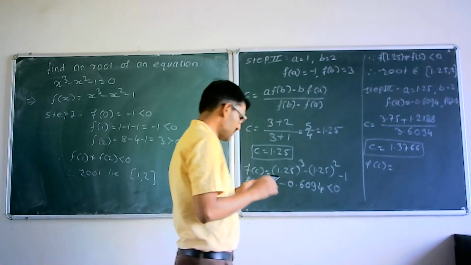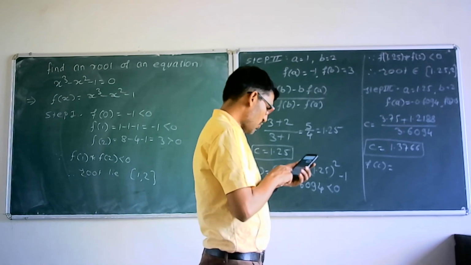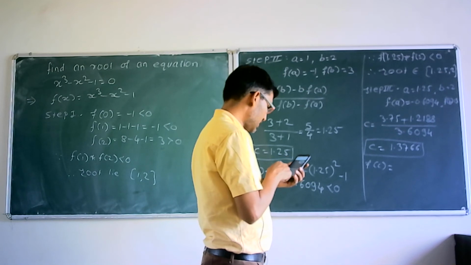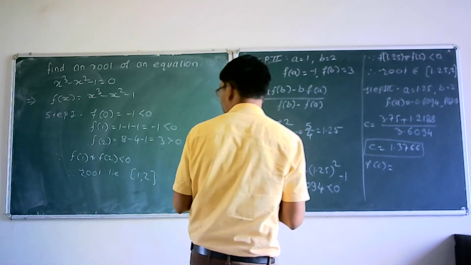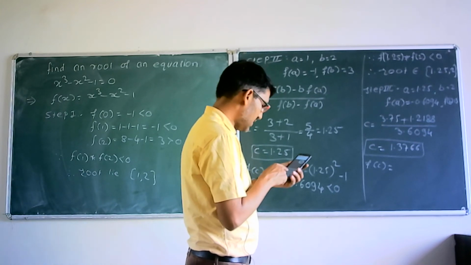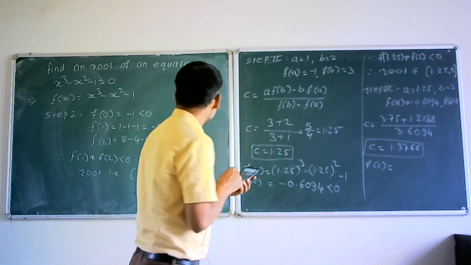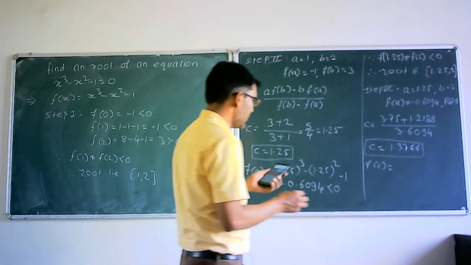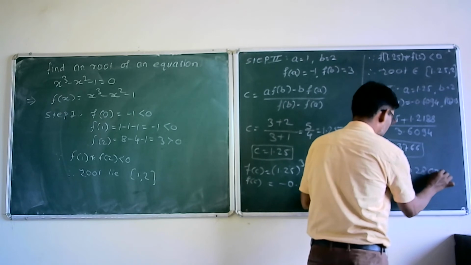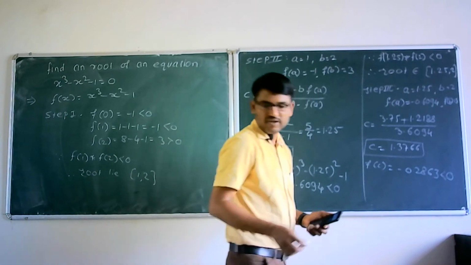So what is f of c? f of c is what? We want to determine 1.3766 cube minus 1.3766 square minus 1. So you will get minus 0.2863, and it is what? Less than 0. So it is not correct. So again we want to repeat our process.